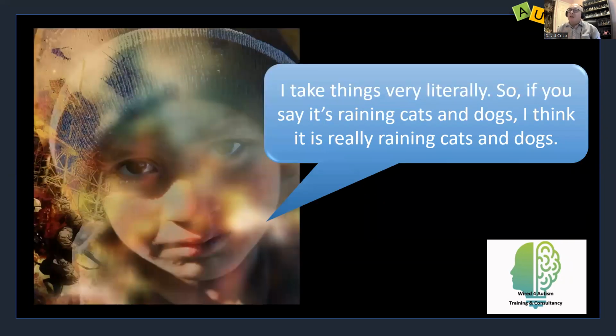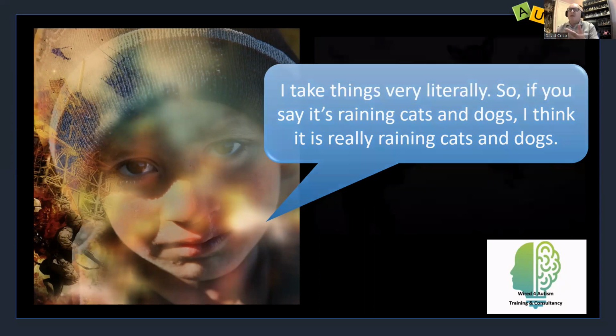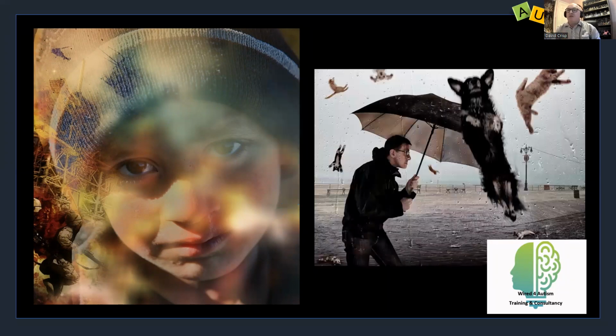I take things very literally. So if you say it's raining cats and dogs, I may think it's literally raining cats and dogs. And the English language, as I mentioned earlier, loves these sort of weird and wonderful phrases. And there's a picture there of a man who's literally got his umbrella up, and it's literally raining cats and dogs.